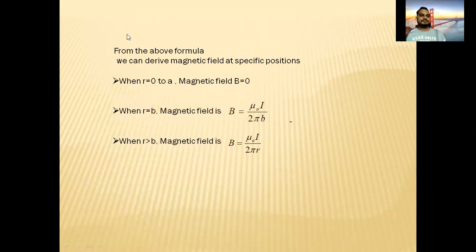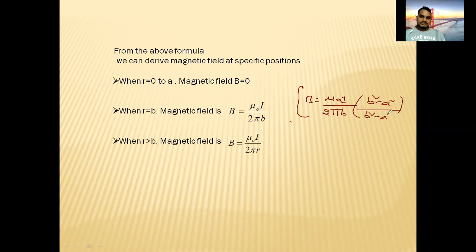Okay, see here. From R equal to 0 to A, the magnetic field will be 0. When you put R equal to B, from the formula we have B is equal to mu naught I by 2 pi B into B square minus A square by B square minus A square. It will give you 1, so you will get B is equal to mu naught I by 2 pi B when R is equal to B.